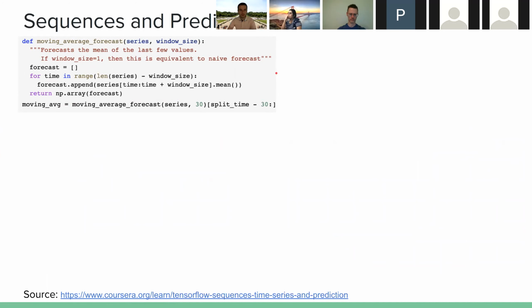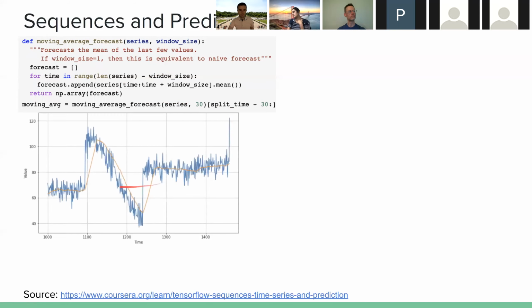Another forecasting method we could use is called the moving average. That depends on a window size. Let's say we have a daily time series, where our x-axis is days, and our window size is 30. What we're doing is looking at the previous 30 days, taking the average of those values, and predicting that as the future value of the 31st day.